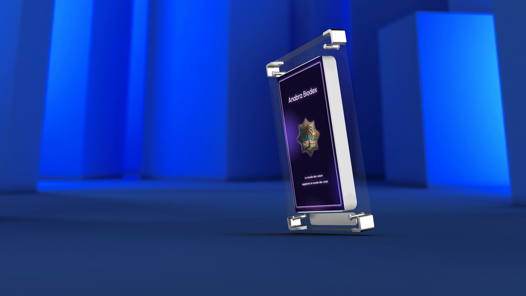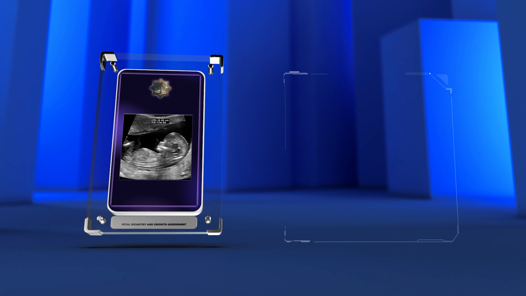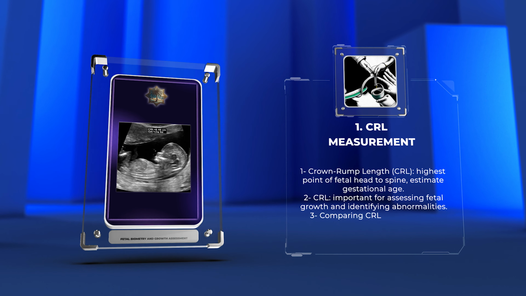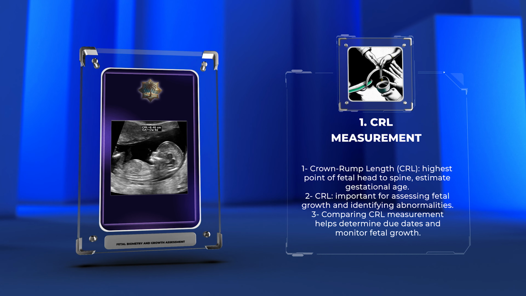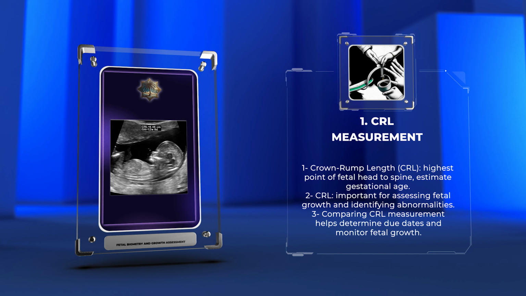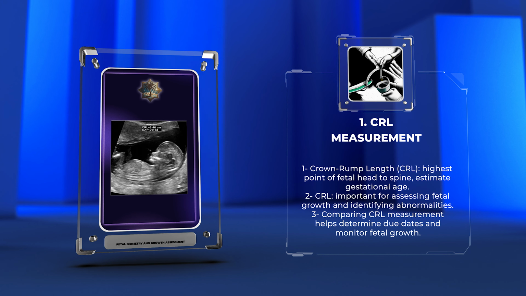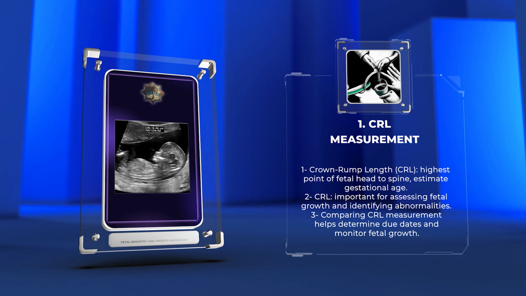The crown rump length, CRL, is measured from the highest point of the fetal head to the spine and is used to estimate gestational age. It is important for assessing fetal growth and identifying any abnormalities or developmental delays. Comparing the CRL measurement to standardized charts helps determine due dates and monitor fetal growth.